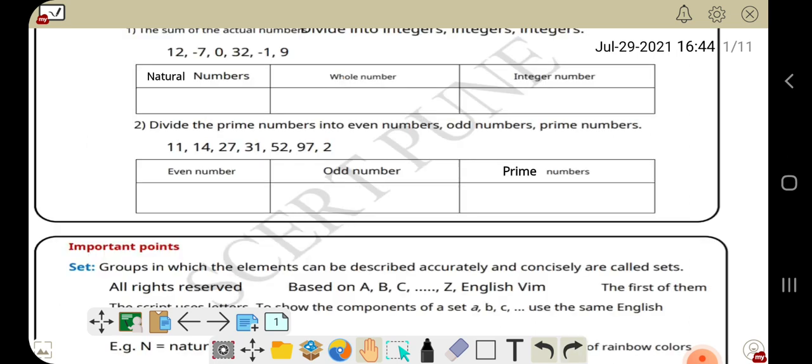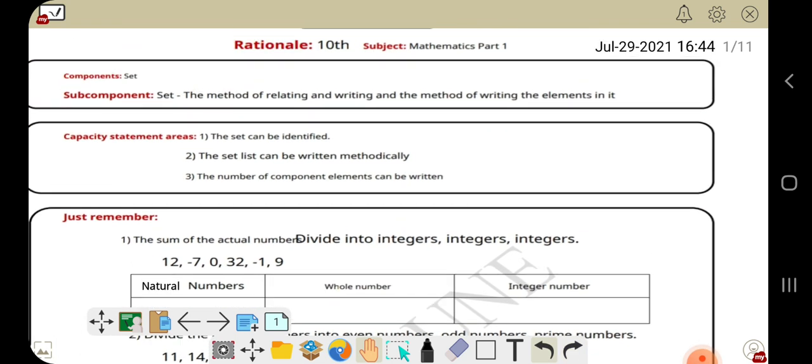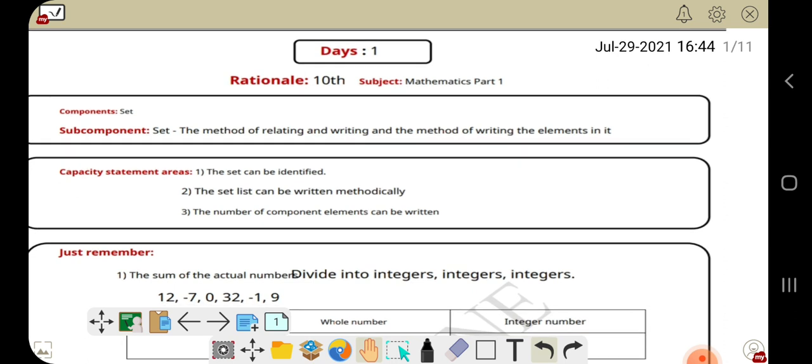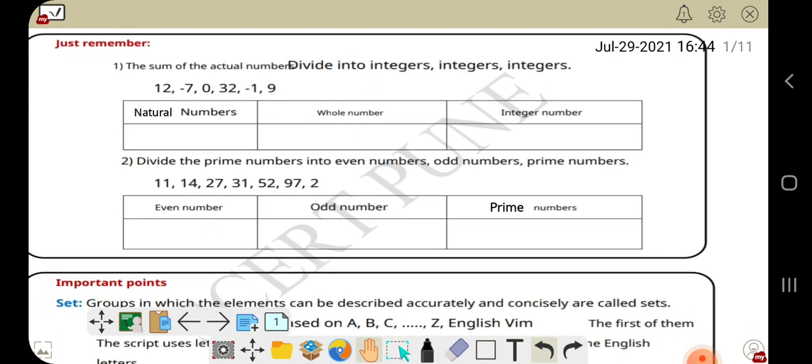Now we are going to start this session. You can see here the day first. There are a few concepts given to you. The first is to classify the numbers. The numbers are given there. You have to classify these numbers into natural numbers, whole numbers, integers, even numbers, odd numbers and prime numbers.